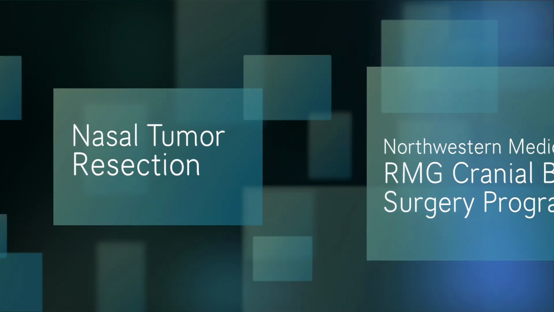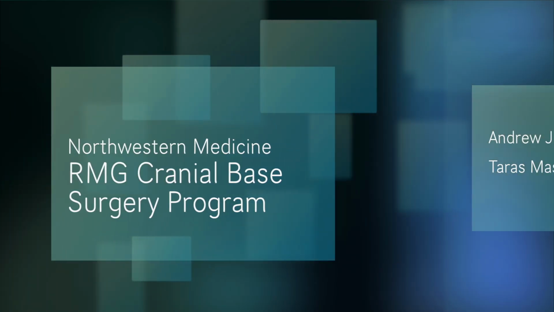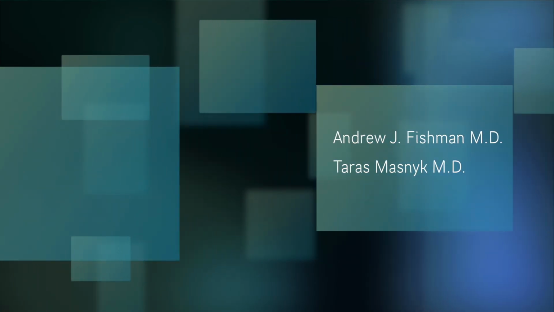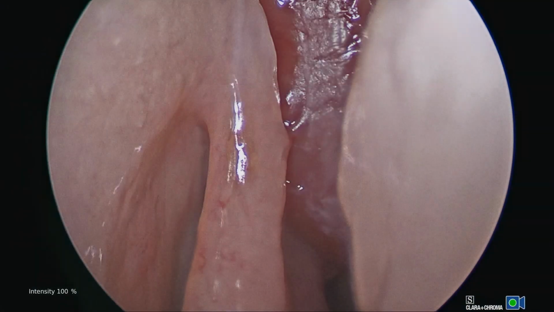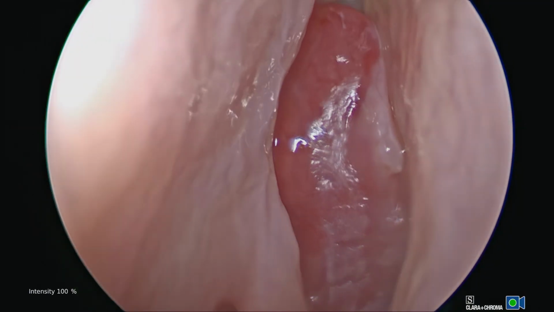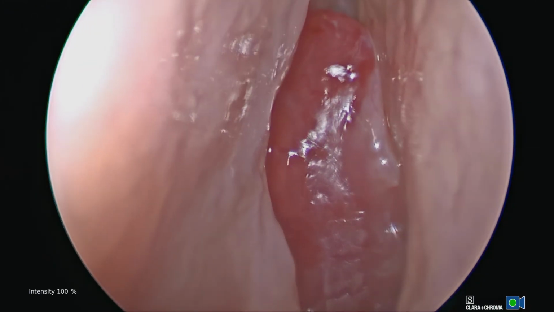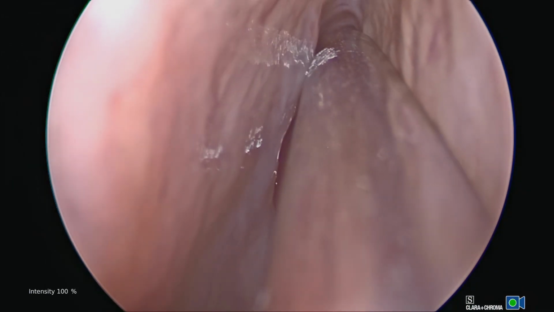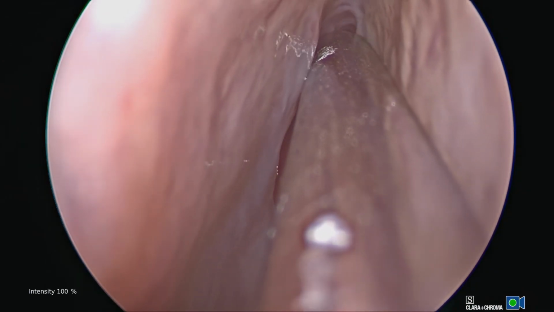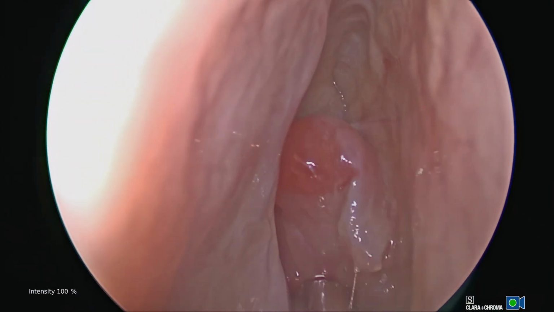In this video series, we're going to show you an interesting case where a patient had both an intranasal vascular tumor and a pituitary adenoma. First, we're going to address the intranasal vascular lesion. Because the pathology is not yet known, we would not want to combine any potential malignant tumor with a highly suspected benign pituitary lesion. Here you can see the lesion in the nose.